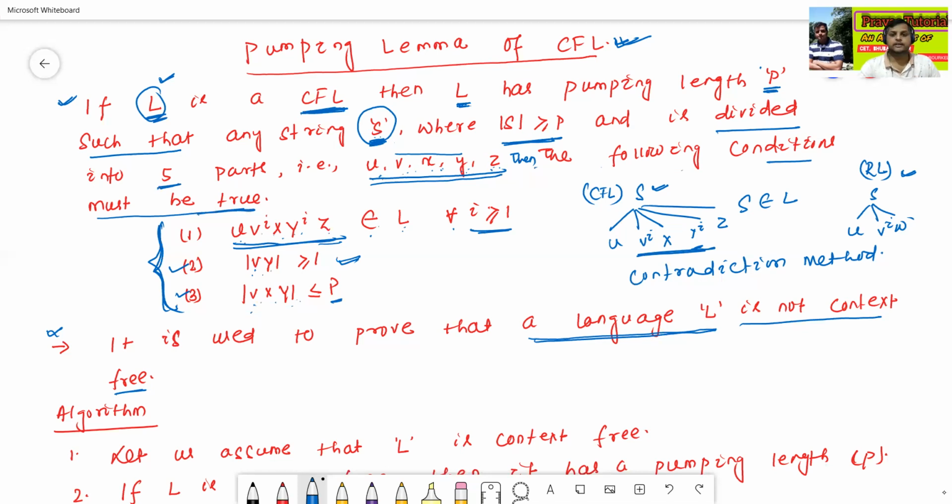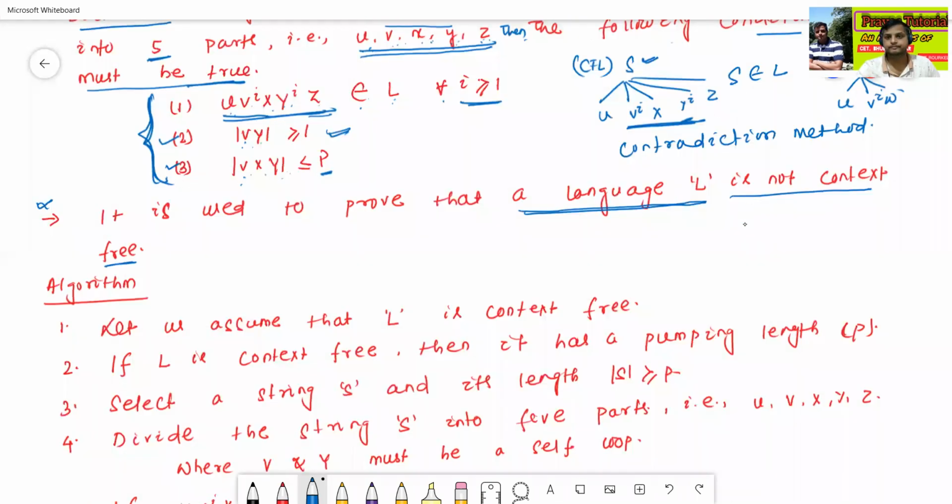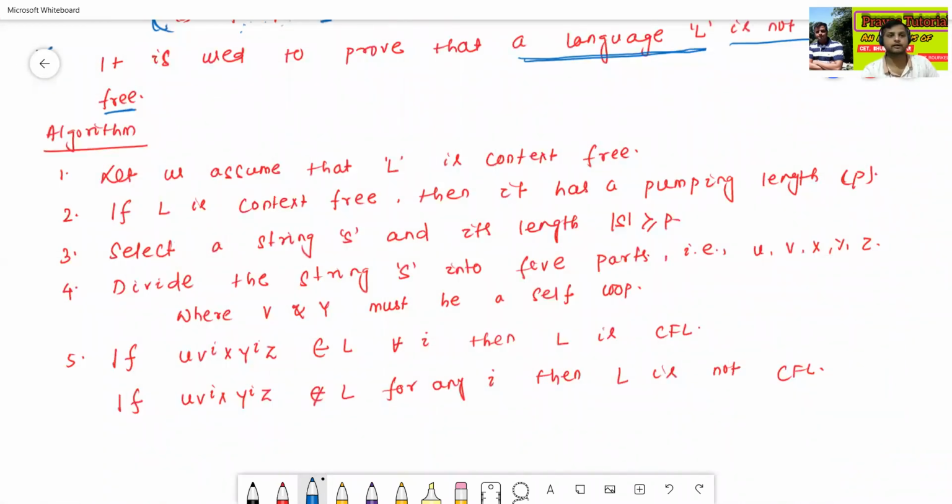Now we'll see the algorithm. The algorithm is completely similar to the pumping lemma of regular language. This is the algorithm for the pumping lemma of context-free language. The first step: let us assume that the language L is context-free.